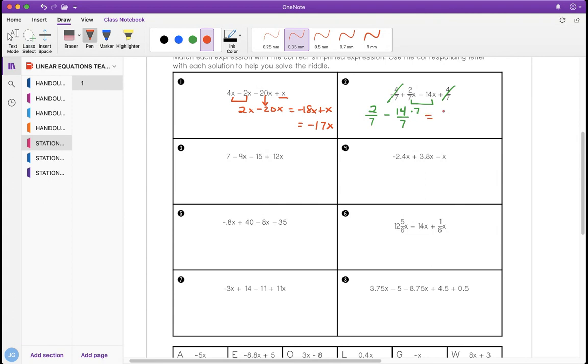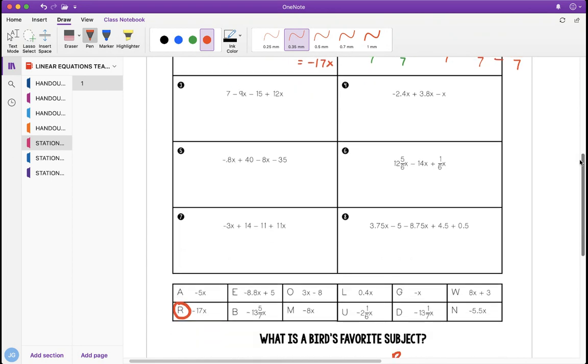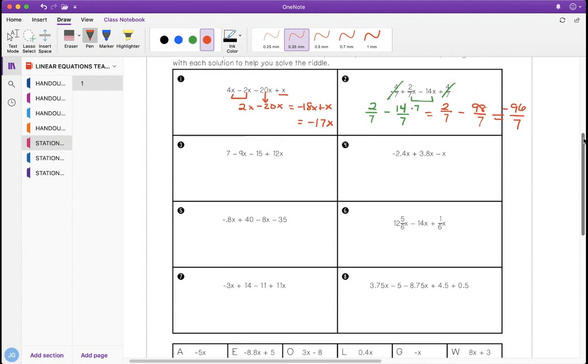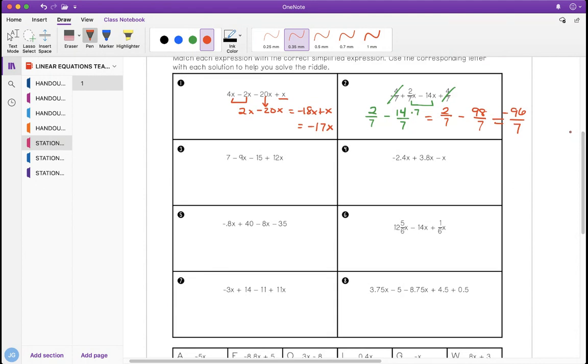Okay, so we wind up with 2 over 7 minus 98 over 7. Denominators are the same, so they stay the same. And 2 minus 98 gives me a negative 96. Now I can look down at my answers, and there's not a negative 96 over 7. So obviously they want me to put this back into mixed fraction form. So 7 goes into 96 13 times is the closest, leaving you with the remainder of 5, and the denominator stays the same of 7. So final answer is negative 13 and 5/7 x.